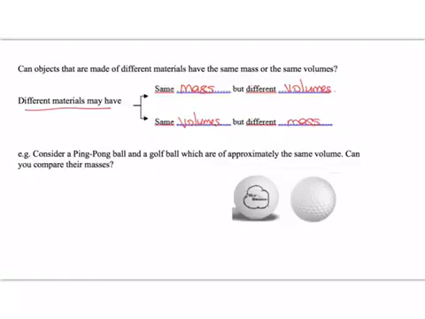Consider a ping pong ball and a golf ball, which are approximately the same volume. Can you compare their masses? You can say that the mass of a golf ball is bigger than the mass of the ping pong ball because the ping pong ball is less dense.